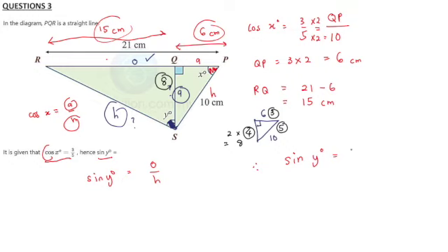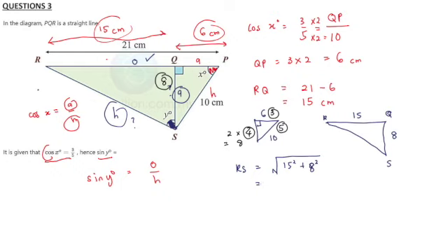So sin y, can we find sin y? Not yet. That is adjacent. We need to find hypotenuse. So to find hypotenuse, we need to do another Pythagoras theorem. So I draw again. Opposite RQ is 15, QS is 8. So RS is the square root of 15 squared plus 8 squared. You must square root everything. Don't forget to put brackets when you calculate using your calculator. So now we get RS is equal to 17 cm. Okay, so now we have opposite and hypotenuse, so we can find sin y equals 15 over 17.